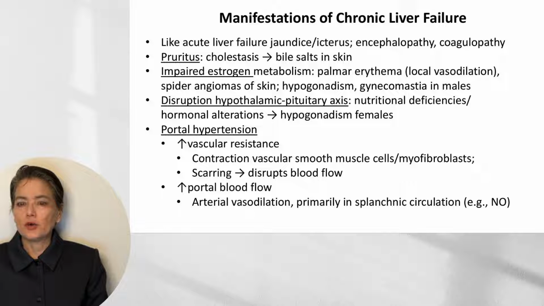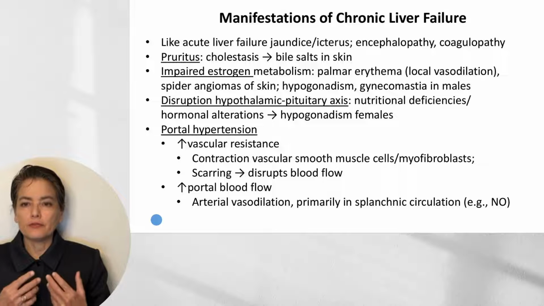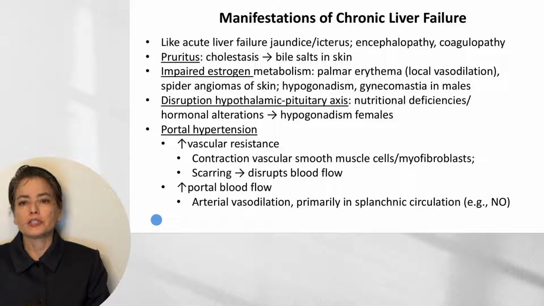There can be disruption of the hypothalamic pituitary axis due to either nutritional deficiencies or hormone alterations that can lead to hypogonadism in females. And then we're going to focus a bit of time on portal hypertension, because when I showed you that image of the section of liver and you saw those nodules, think of the difficulty of blood to flow through that very nodular scarred surface. And this is going to increase the blood pressure in the liver, which is going to have a number of effects. So what causes this portal hypertension?